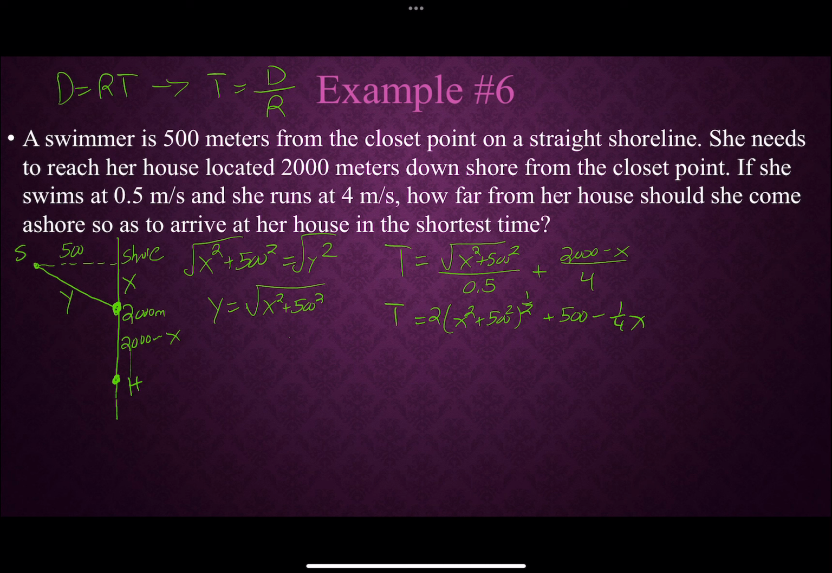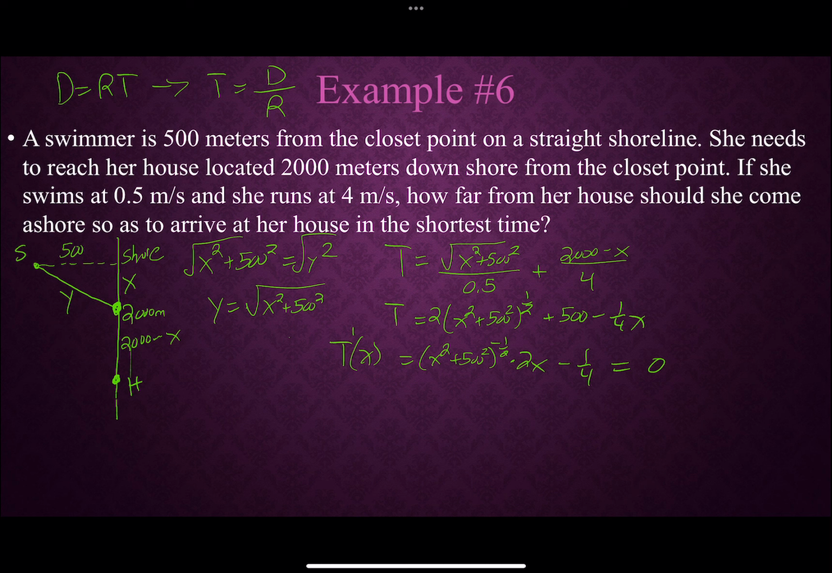And now we can go ahead and take our derivative. So t of x prime for our derivative here. 2 times 1/2 is a 1, so that leaves it as x squared plus 500 squared to the negative 1/2 times 2x. The 500 disappears here. Minus a quarter x means minus a quarter, and we set that equal to 0.